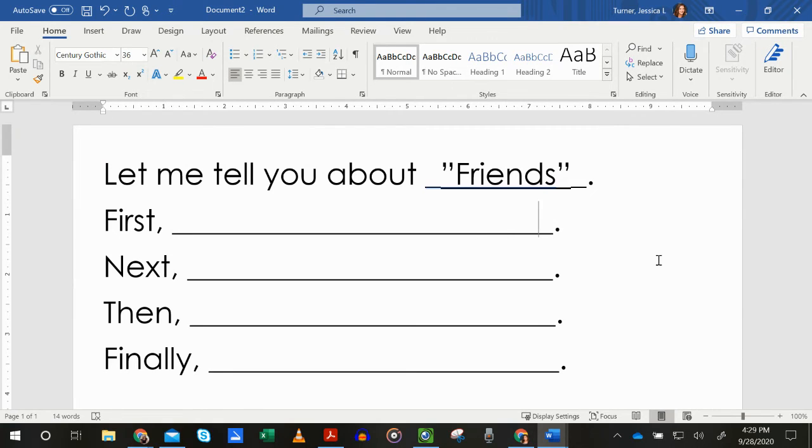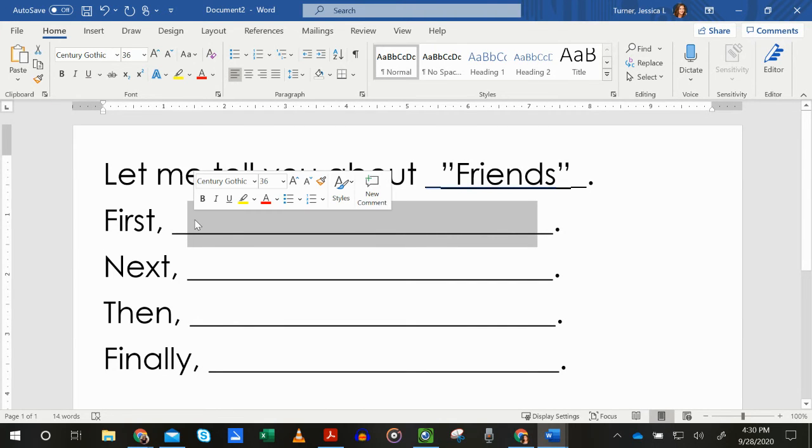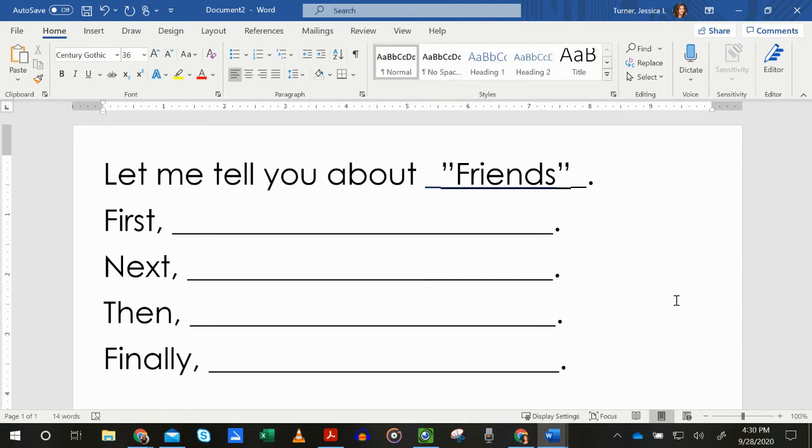First, remember, you're going to be saying this out loud, so quotation marks, you don't speak them. Let me tell you about friends. First, you tell me the first thing they did. That's what would go in the blank. So maybe you'd say, first, they tossed a ball. What happened next? Next, they did what? They played tag, right?